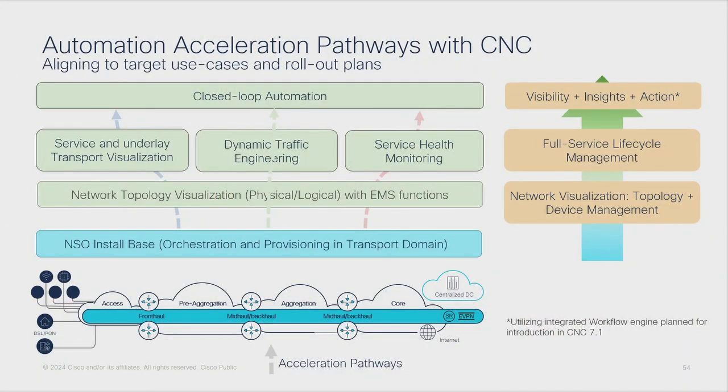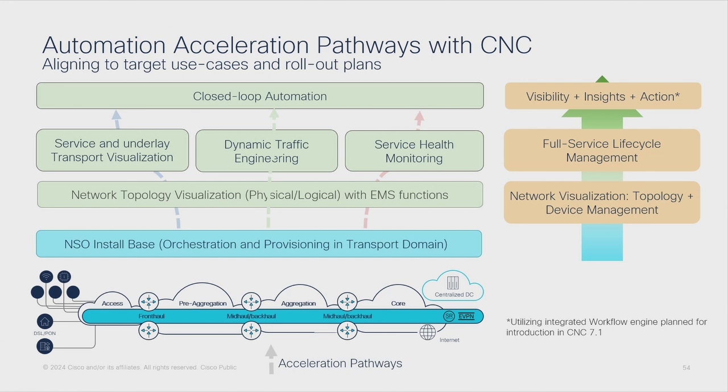So when we talk about this acceleration of automation, there's no one recipe. Every deployment has its own priorities, has its own target use cases. So with the CNC, there are different pathways for accelerating automation. If you are on NSO, the first step you may want to do is to just use the capabilities in CNC, which is to visualize the topology and element management capabilities, where I can overlay fault performance data right on the topology along with the NSO deployment.